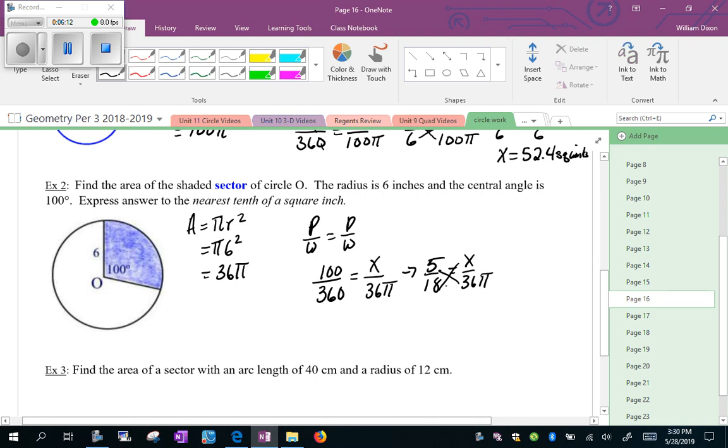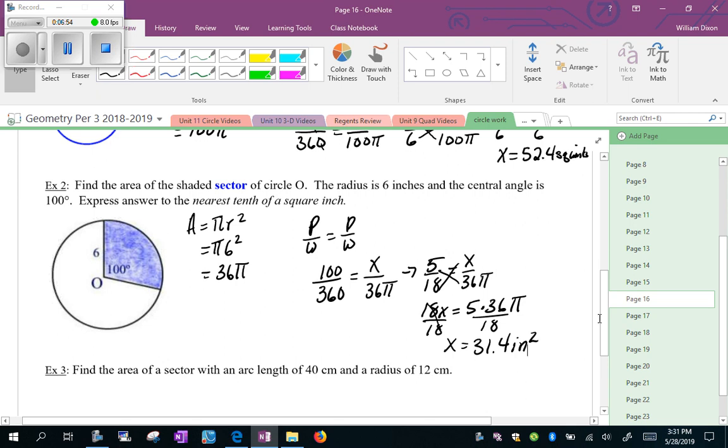I'm going to cross multiply because that's what I do when I have a proportion to solve. I get 18x equals 5 times 36 pi. I'm going to divide both sides by 18. And then x equals 31.4 square inches, or inches squared.